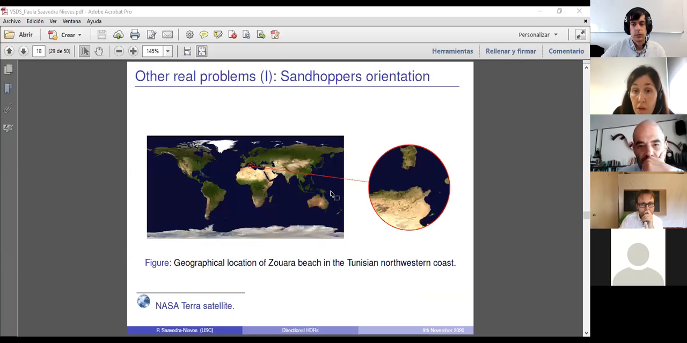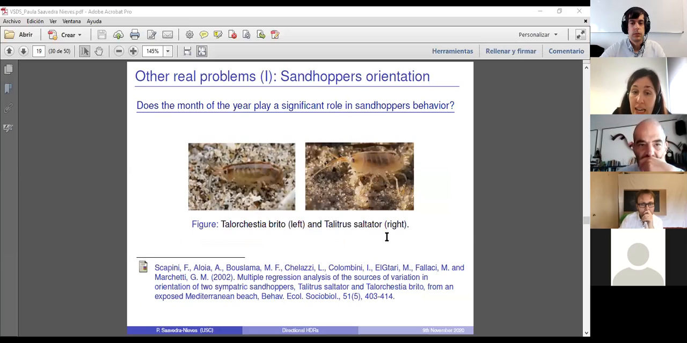These problems make sense when our data are not in the Euclidean space, if our data are on the circle or on the sphere. Here I show you a real example on sandhoppers' orientation. We have the angles of sandhoppers' measures on a Tunisian beach. We have two species of sandhoppers, Brito and Saltator, and some other variables such as the moment of the day when the measures were taken, the month of the year, and the sex of these sandhoppers.